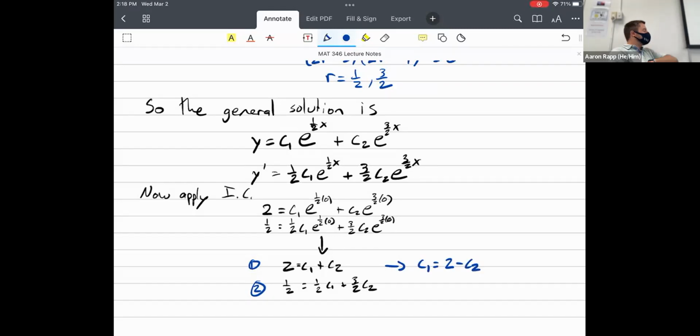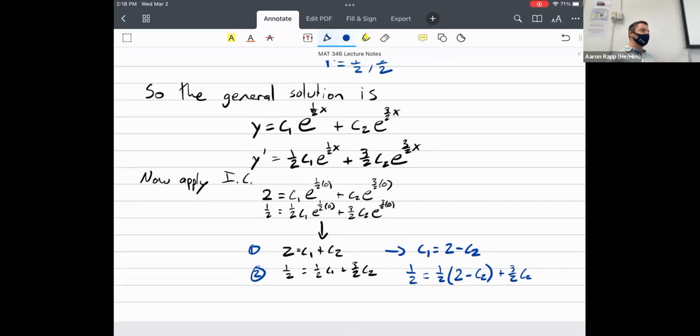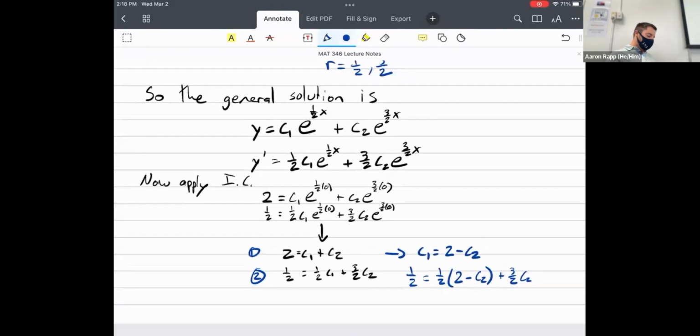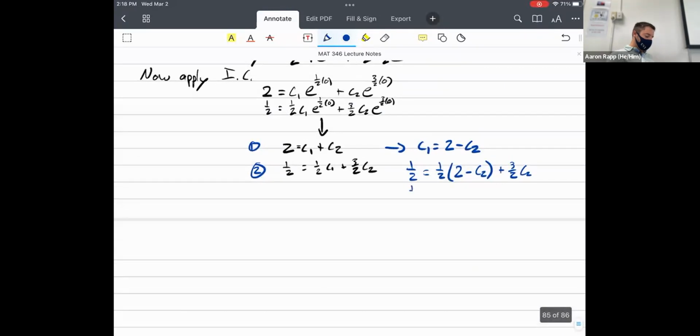Okay. So now we know this relationship between C1 and C2. I plug it into that second equation. And this gives me 1/2 is equal to 1/2 times (2 minus C2) plus 3/2 C2. So distribute that 1/2 through. You get a 1 minus 1/2 C2 and then plus 3/2 C2. Well, if I take a negative 1/2, add 3/2 to it, what do I get?